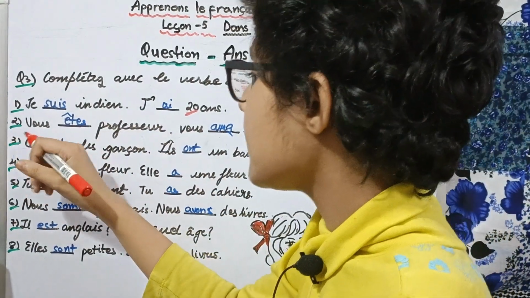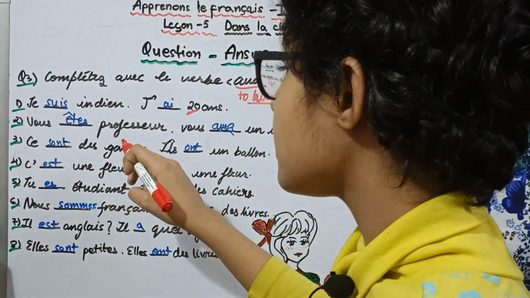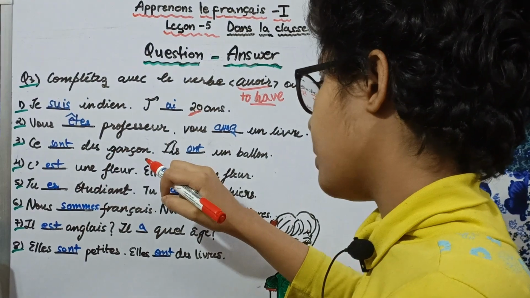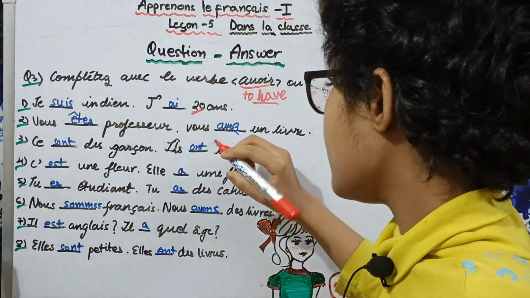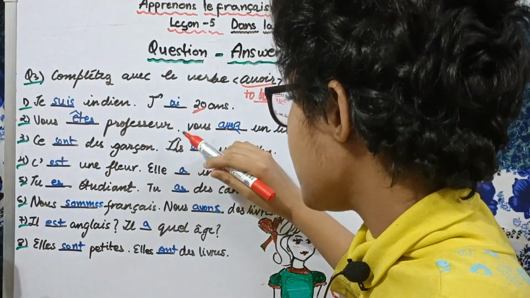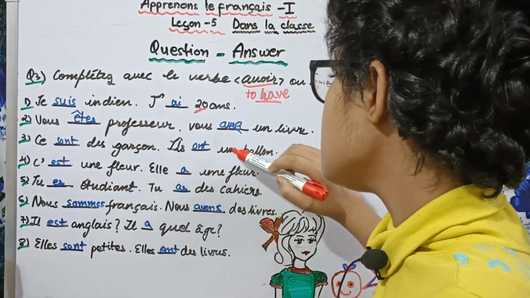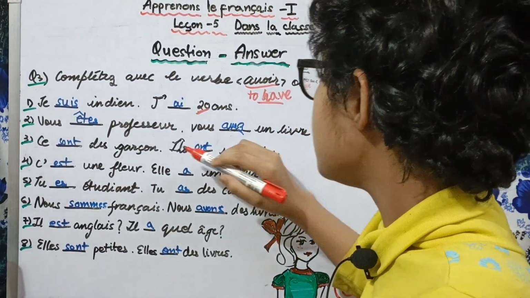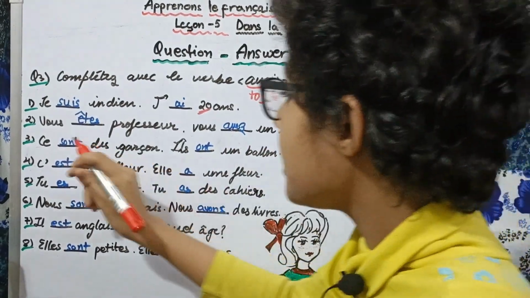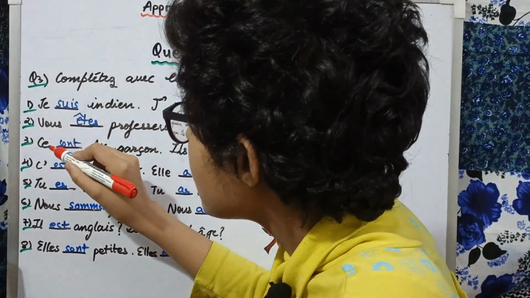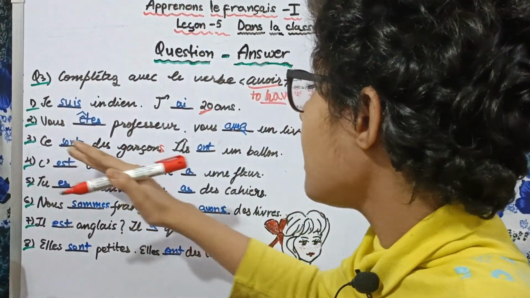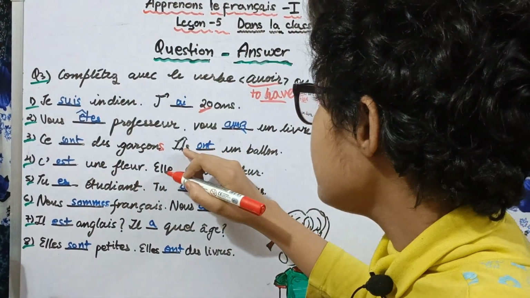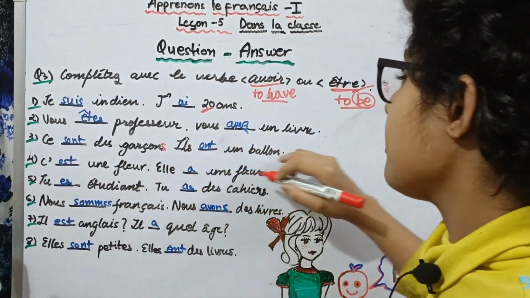Now the next one is ce sont des garçons. These are the boys. So now here we have the next sentence, that is ils ont un ballon. They have a ball. So now first we have it is that they are boys. So now here s will be also there. They are boys. And then we have the next one, that is they have a ball.